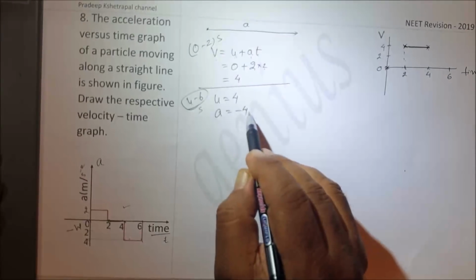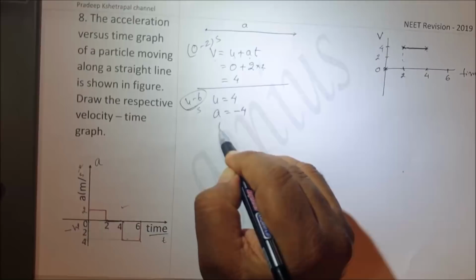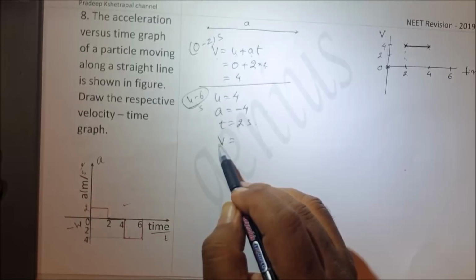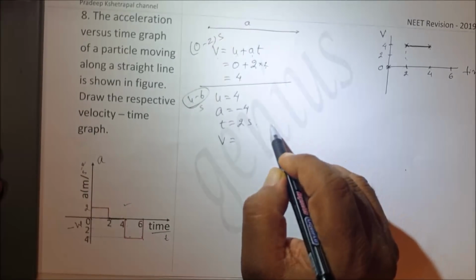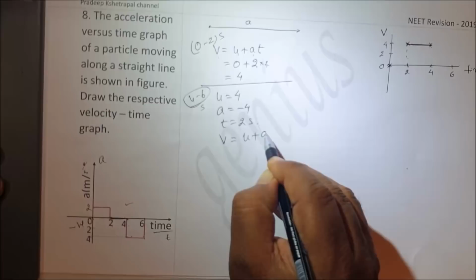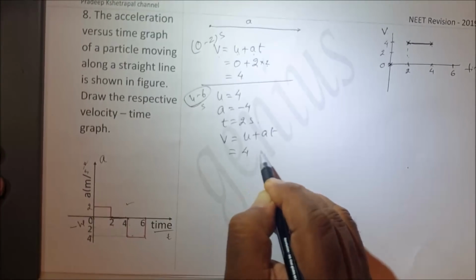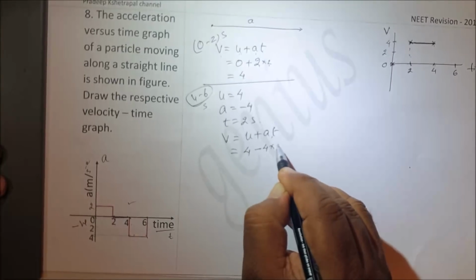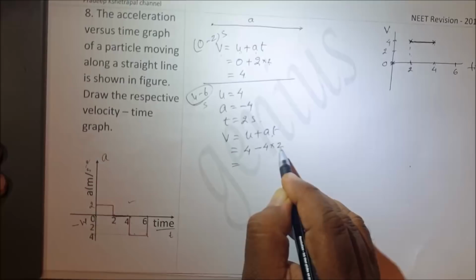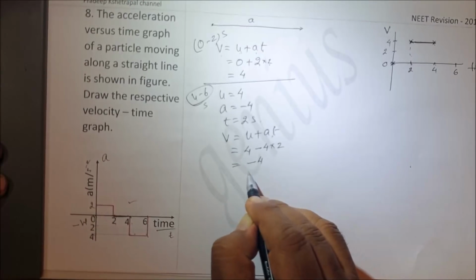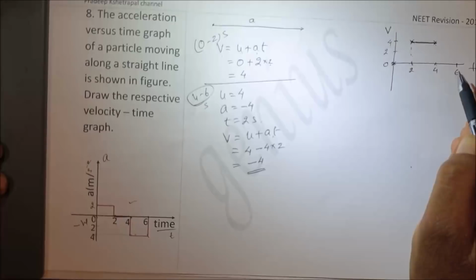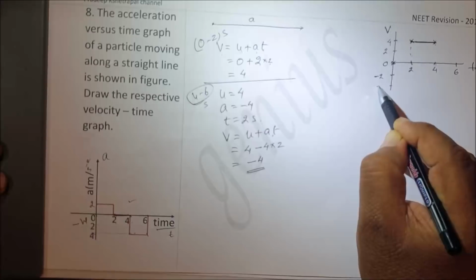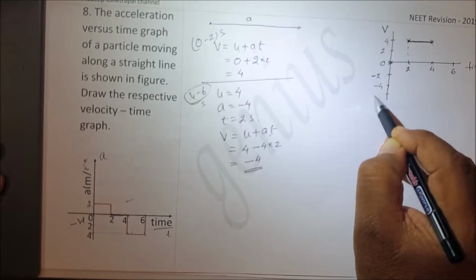Then what will be the time? 4 to 6, 2 seconds. What will be the final velocity? We want to find out. So V is equal to U plus AT. U is plus 4, A is minus 4, T is 2. So this is 4 minus 8, that is equal to minus 4. So here again we draw minus 2, minus 4 and minus 6.